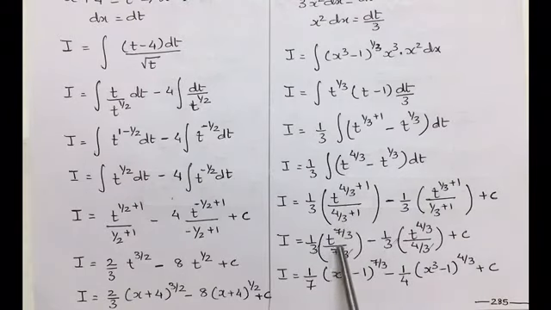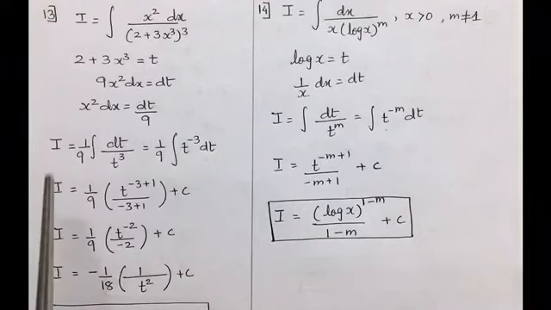Simplifying this part, we get t raised to 7 by 3 upon 7 by 3 minus 1 by 3. Again taking the LCM and calculating gives t raised to 4 by 3 upon 4 by 3 plus c. 3 and 3 get cancelled. So the final answer is 1 upon 7 (x cube minus 1) raised to the power 7 by 3 minus 1 by 4 (x cube minus 1) raised to the power 4 by 3 plus c. So this becomes the final integration.